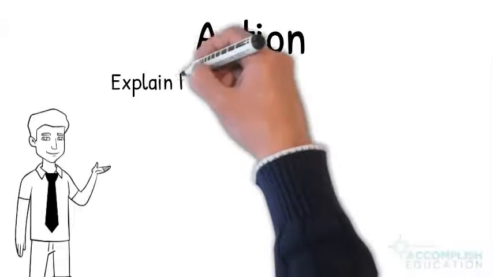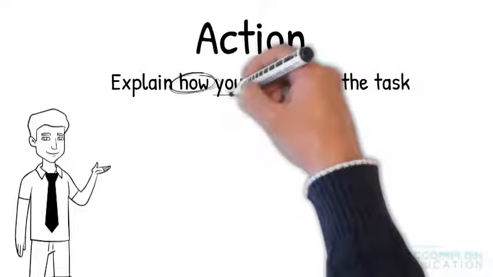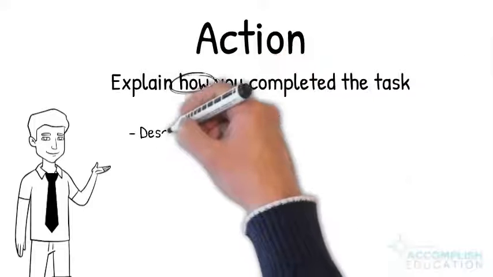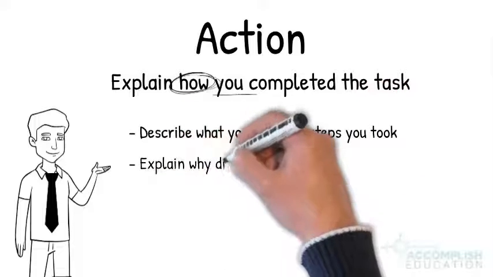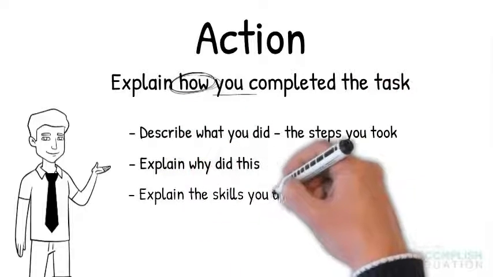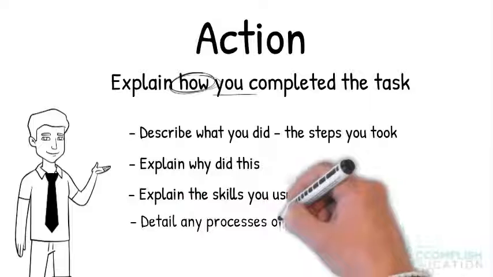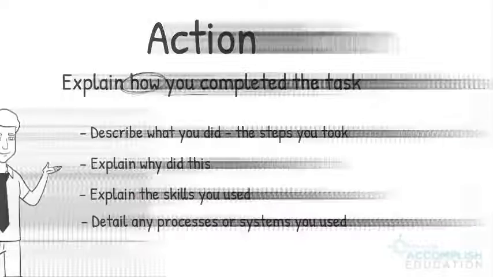When you're explaining the action, you're aiming to explain how you completed the task. So you want to describe what you did, the steps that you took, explain why you did this, and explain the skills that you used, and detail any processes or systems that you used.